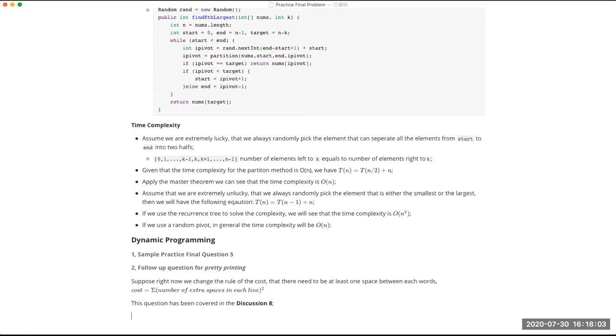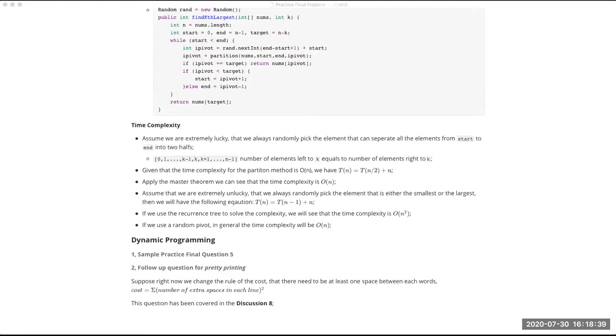The recording of discussion 8, I think, is in one of the Piazza posts. I think it's pinned. Let me give you the link to that. And also all the discussion materials have been uploaded to the same file you download the current materials.